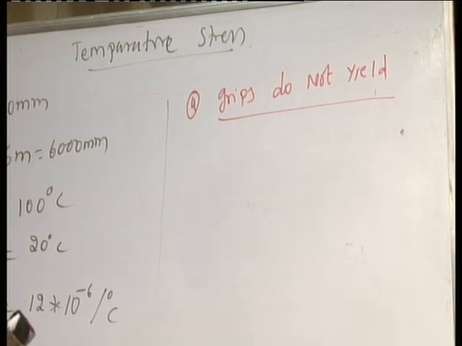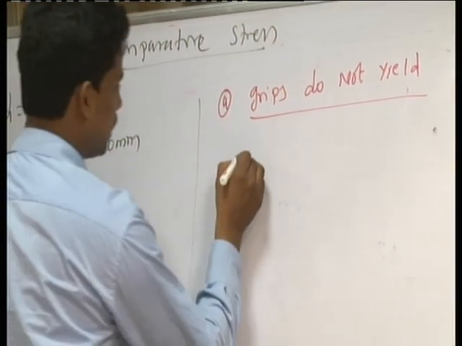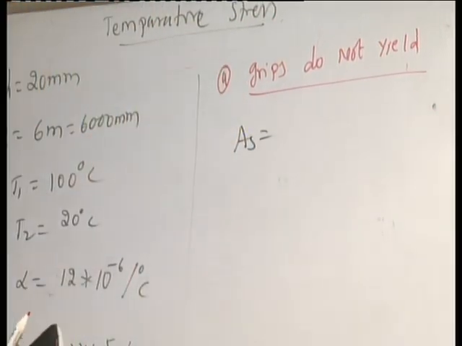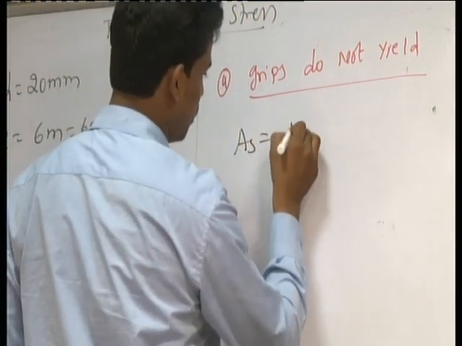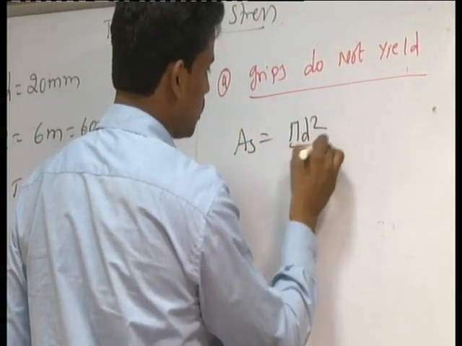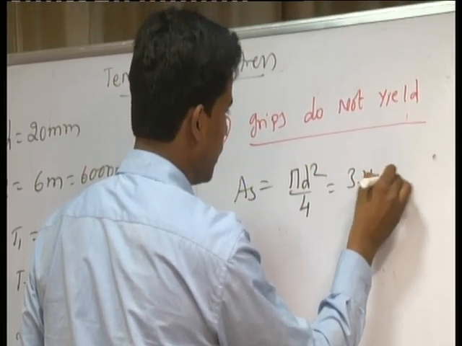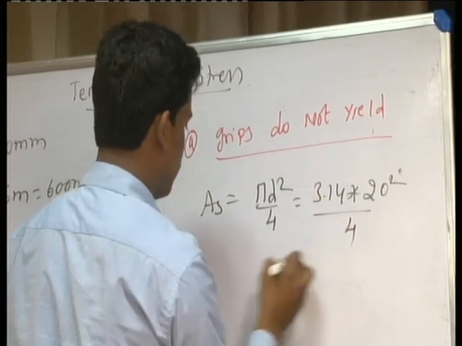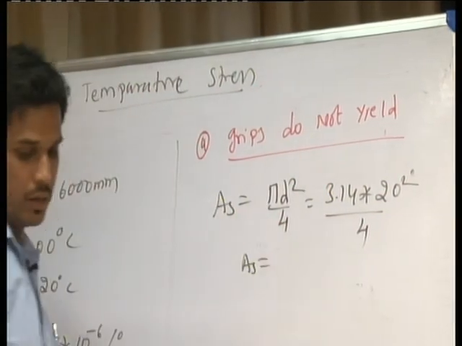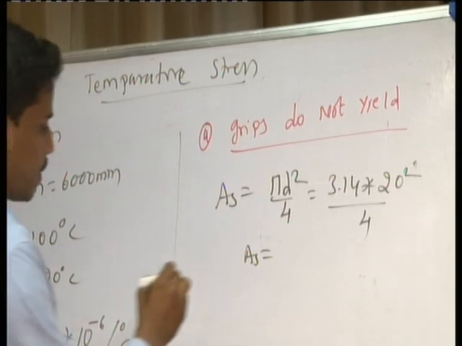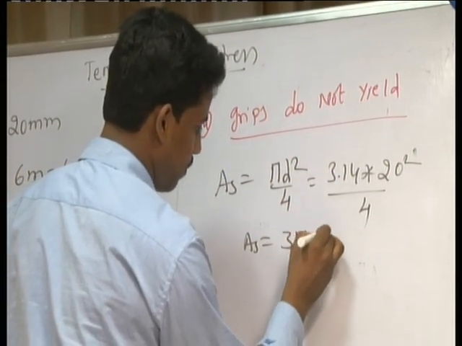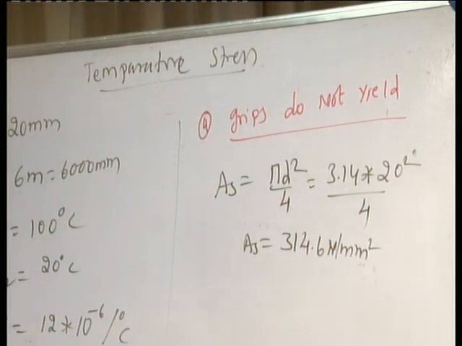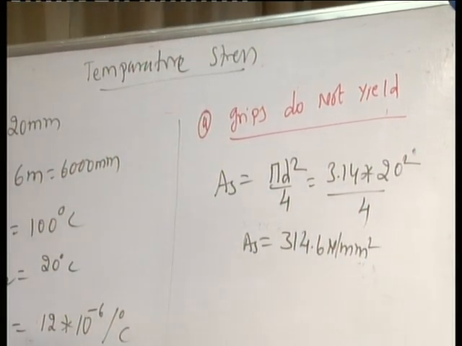We have to calculate what is the area of steel. We know that area of a rod is equal to pi d square by 4. So pi is equal to 3.14 into given d as 20 mm, 20 square divided by 4. Area of steel is 314.16 millimeter square.